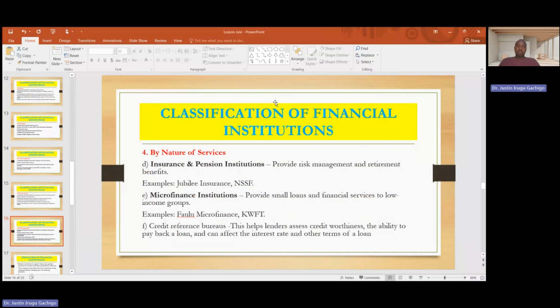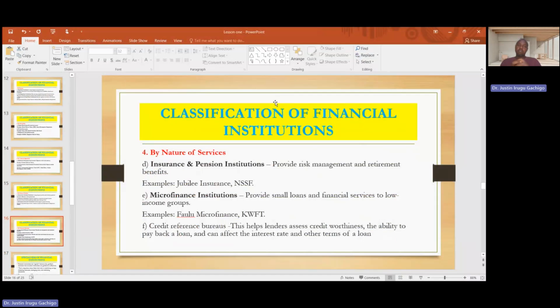And the Credit Reference Bureau, their work is to collect credit information from all financial institutions, and they amalgamate or condense this information into one report. And in this way, they help to analyze credit reports before a loan happens.